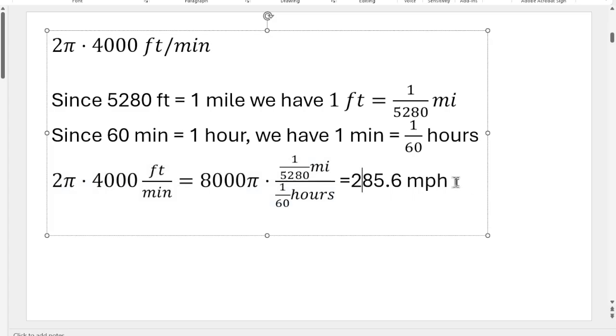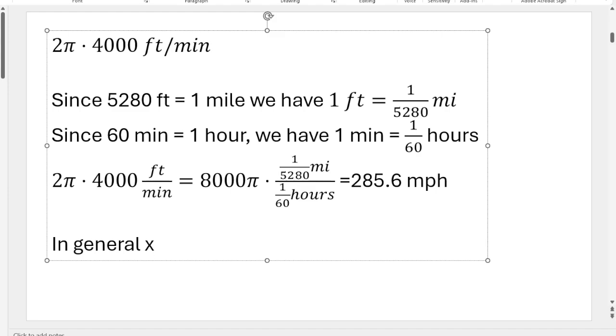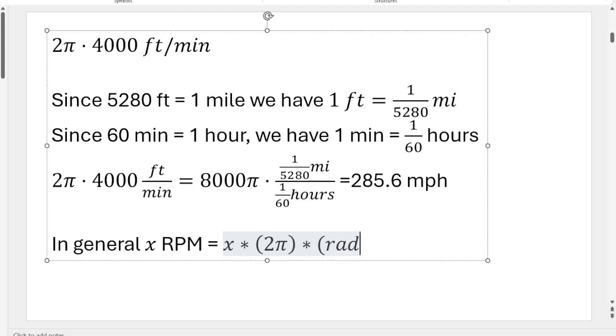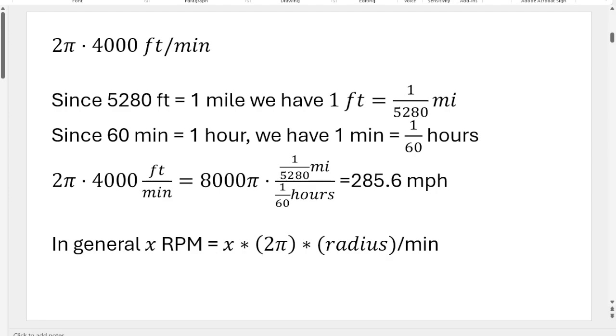Okay, so we can solve this question from RPM to linear velocity by multiplying by conversion factors and also using the 2 pi r. In general, the formula is: x RPM is going to be x times 2 pi times the radius, per minute. And for this radius you have to include units. So that's how you do this. Let me give you a different example.